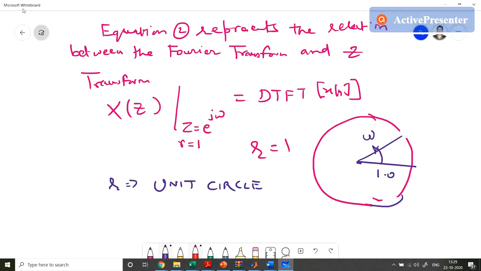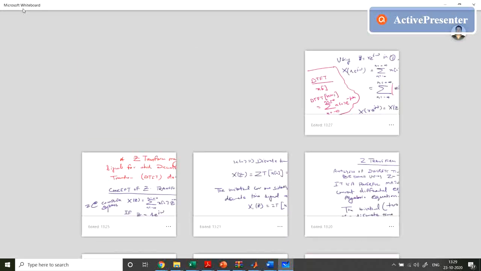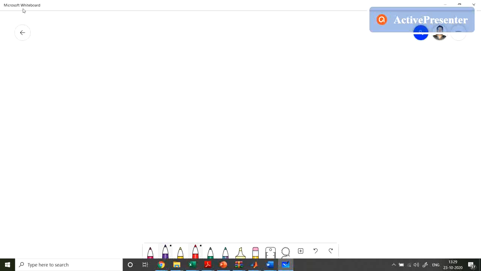So when you have r equals 1, the Z transform will converge to the discrete time Fourier transform of x[n]. This is a very important point. Please understand that your Z transform converges to the discrete time Fourier transform when you are at the unit circle. Now let us see the inverse.